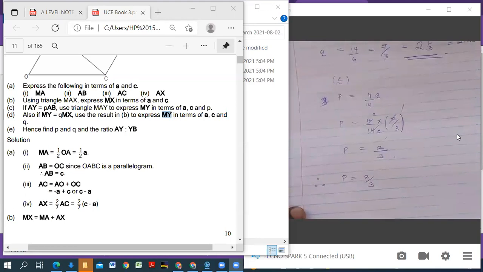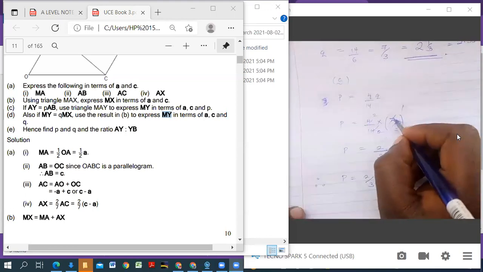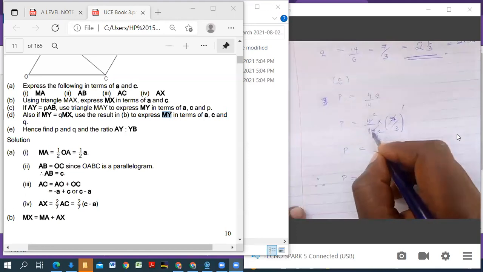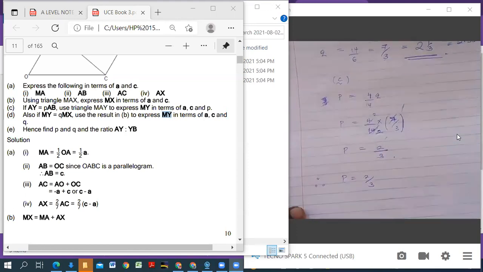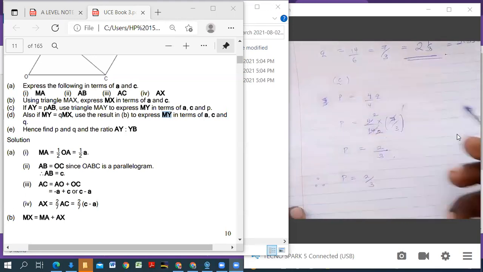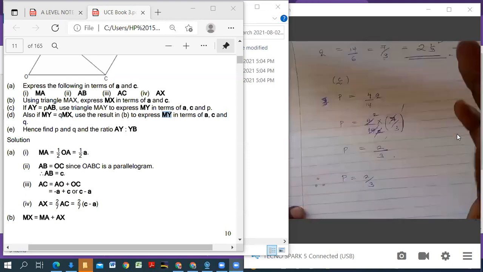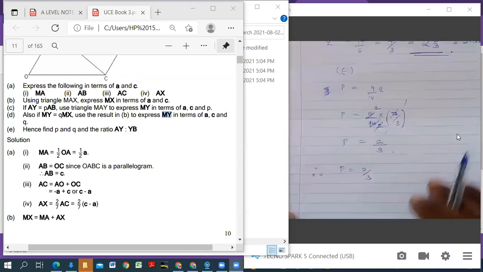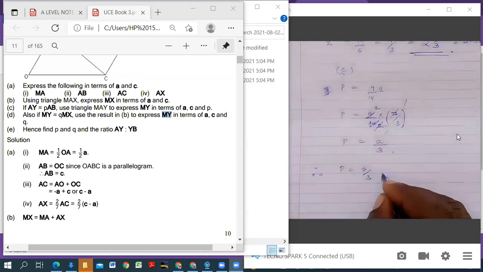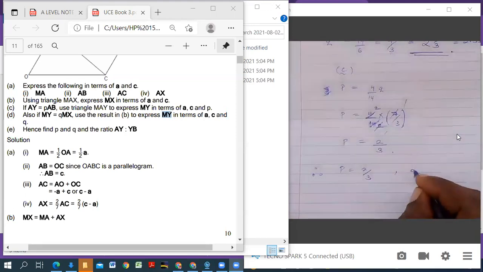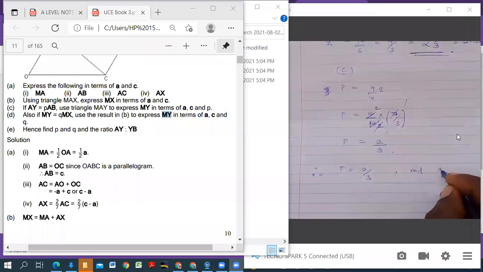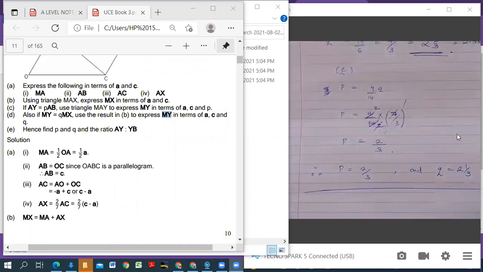So it is 2/3. 14 divided by 7 is 2, isn't it? That's what we said. And 4 divided by 2 is 2. So this 2 cancels with this and remains with 2, so it becomes 2 out of 3. Therefore P is equal to 2/3, and Q equals 2 whole numbers 1/3. Full stop.